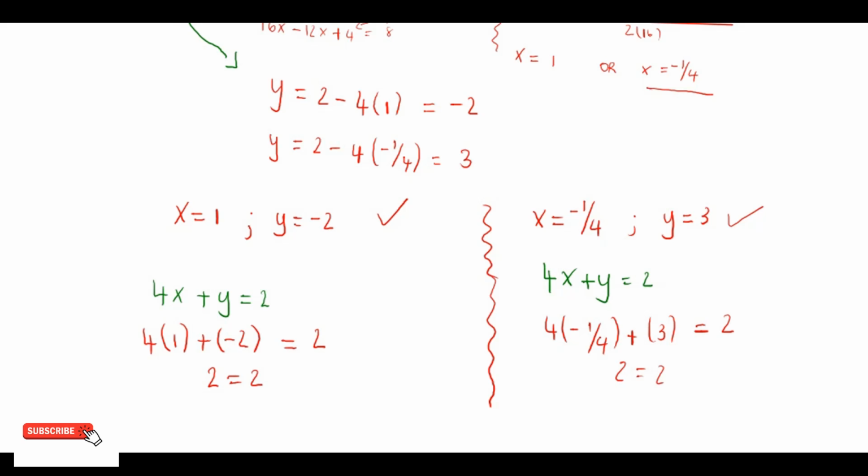Solving simultaneously for x and y, we got that your x is equal to 1 and y is equal to negative 2, and you found that your x is equal to negative 1 over 4 and your y is equal to 3. Right, we are done. Let us move on to the next question.